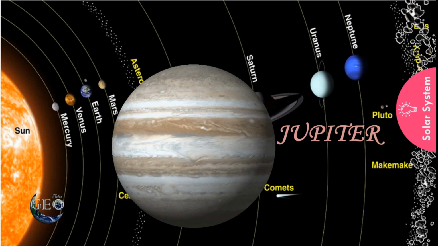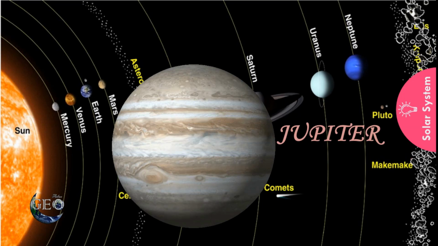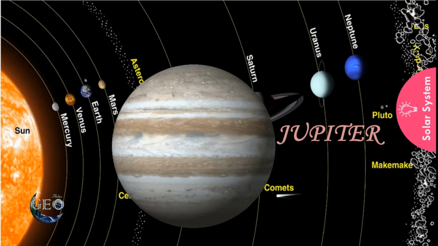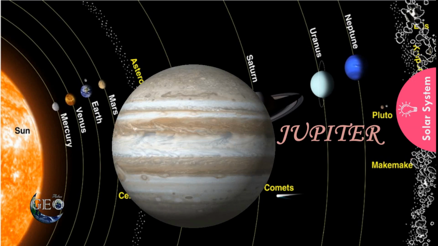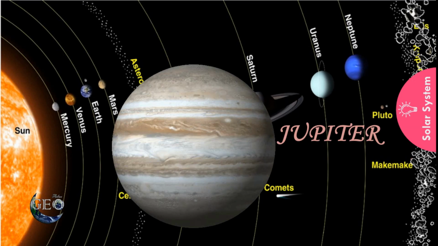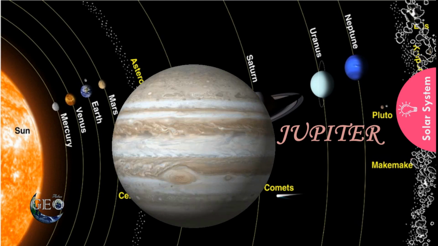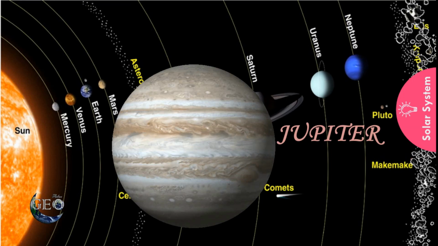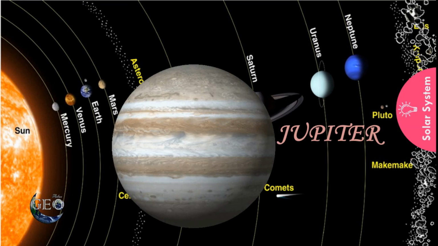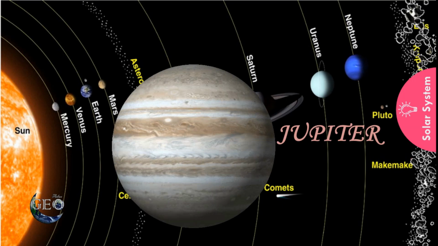And there are 67 known natural satellites that revolve around Jupiter, the same way several objects revolve around the Sun. If Jupiter became 10 times bigger, it would become a burning star. That means the solar system might have 2 suns. But fortunately or unfortunately, we don't have these 2 star systems.